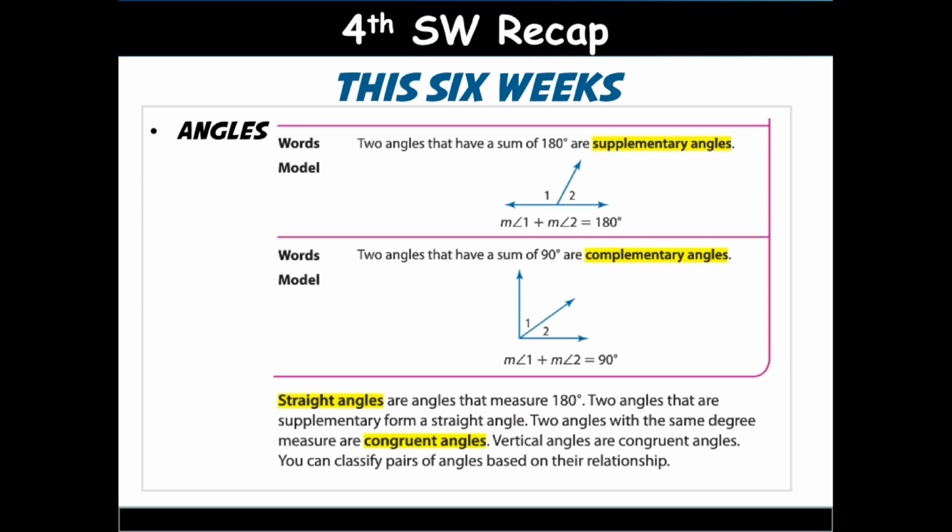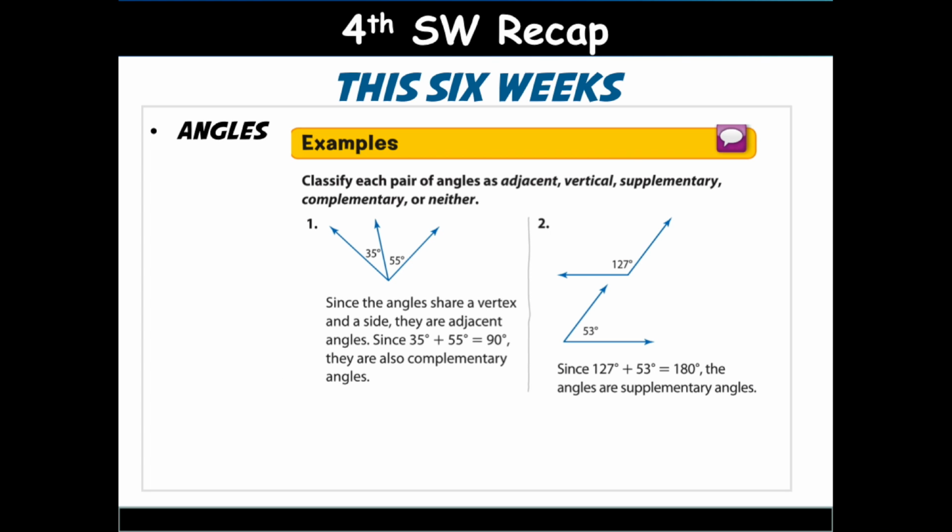Now, as far as straight angles are concerned, the one thing you have to remember there is that angles that are forming a straight line are straight angles, and the measurement of those will always be 180. Two angles that are supplementary form a straight angle. So if you look very carefully at that picture, those first two angles form 180. They form a straight line when you put them together. When two angles have the same measurement, they're called congruent angles. And you'll be seeing that when we get to triangles. Now let's practice a little bit.